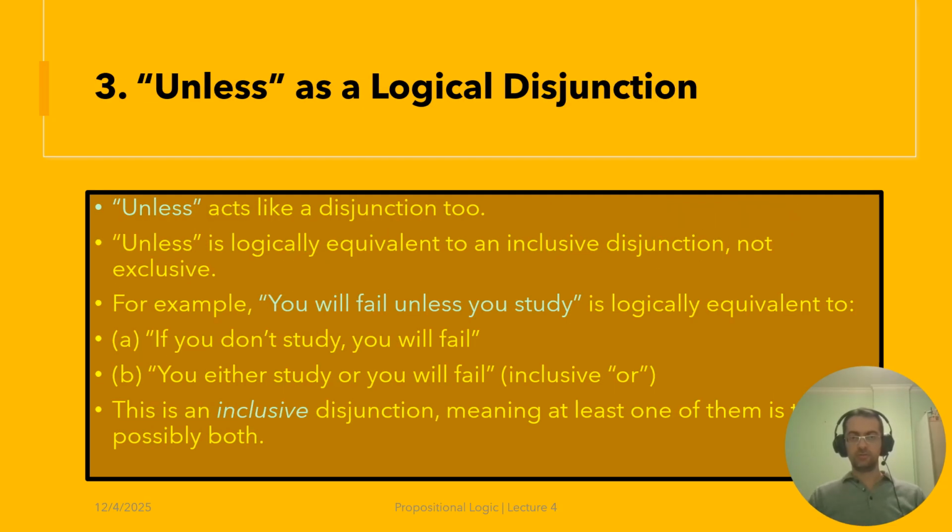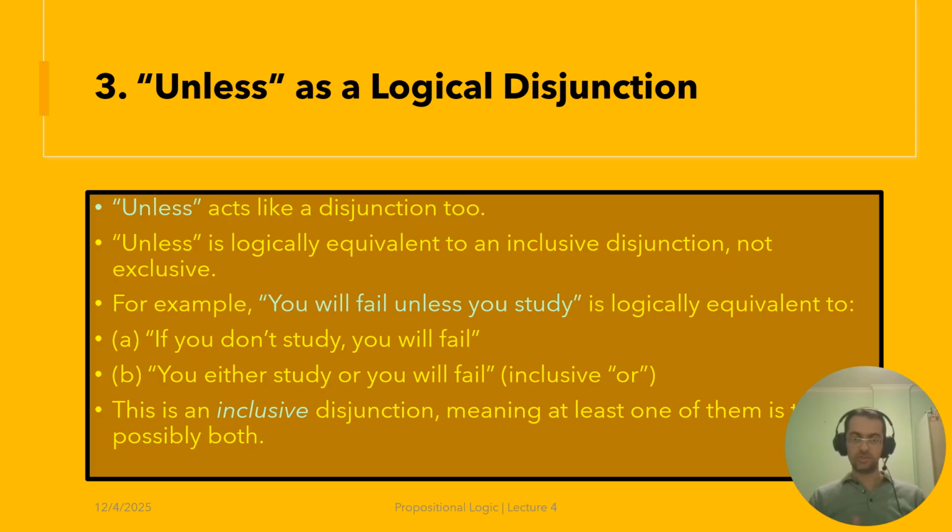And our last question for today's discussion is about unless as a logical disjunction. What can we say about this matter? Unless acts like a disjunction too. Unless is logically equivalent to an inclusive disjunction, not exclusive. For example, you will fail unless you study is logically equivalent to A. If you don't study, you will fail.